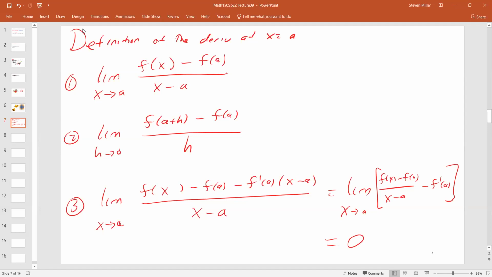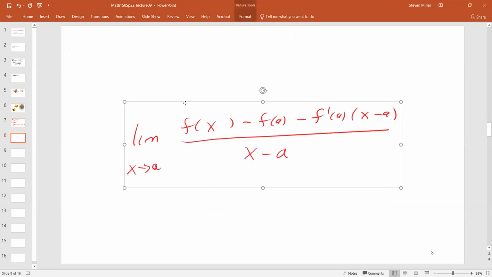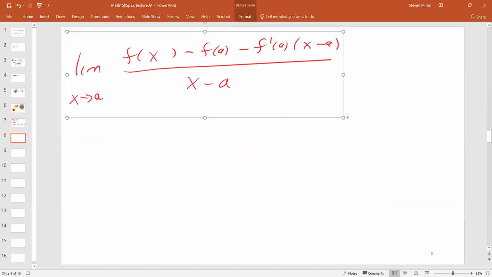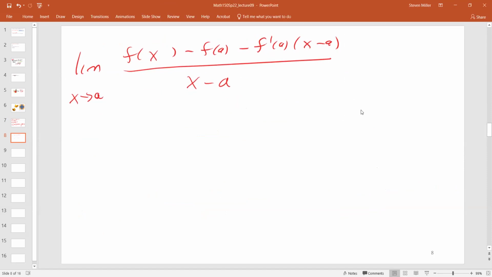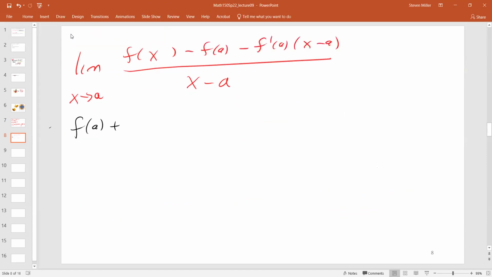All right, so why is this an interesting thing to study? Let's reset it. So here's the expression. So when you look at this, we have the quantity f of a plus f prime of a times x minus a. Does that remind you of anything?